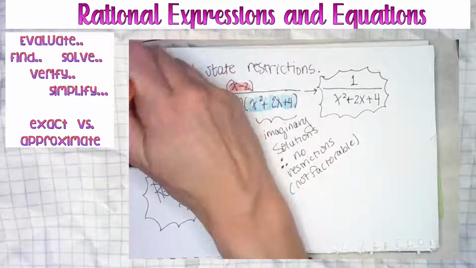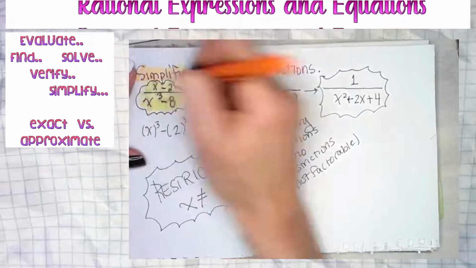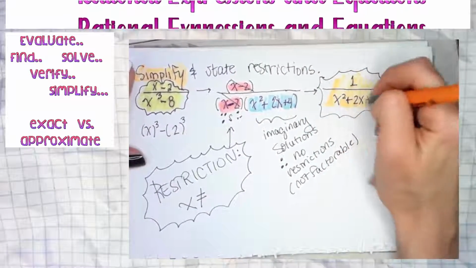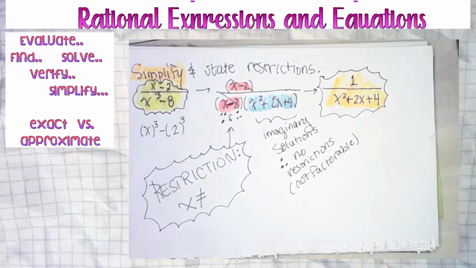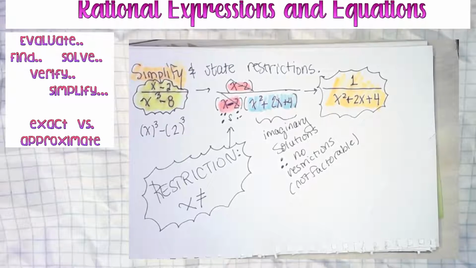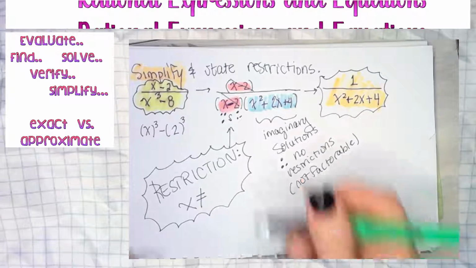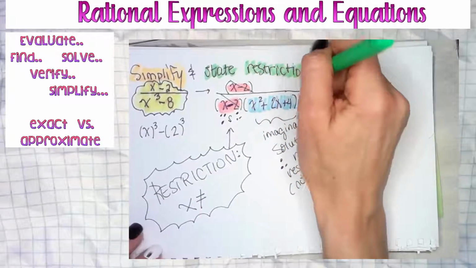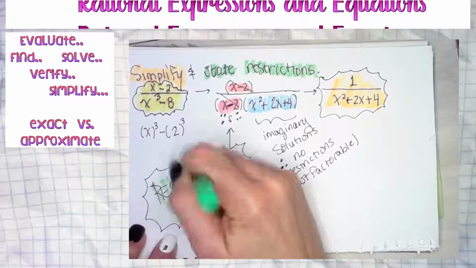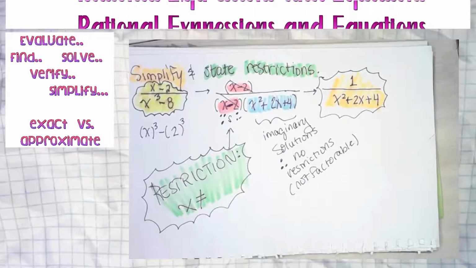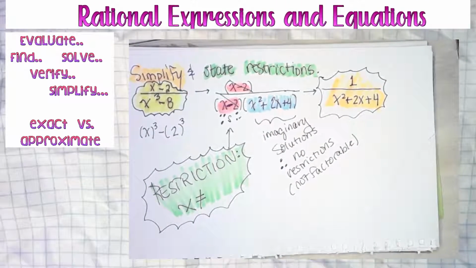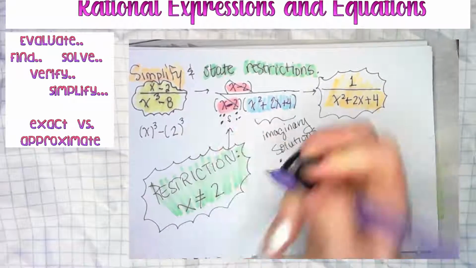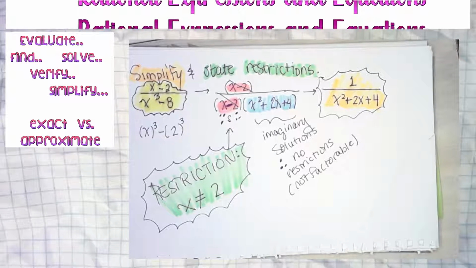So the simplified answer is this right over here. And the restrictions, I just want to grab a different color highlighter to indicate it. The restrictions, there's really just one. X cannot equal positive 2, and that's the end of this example.